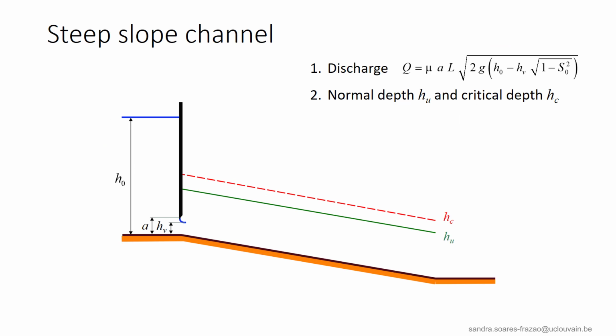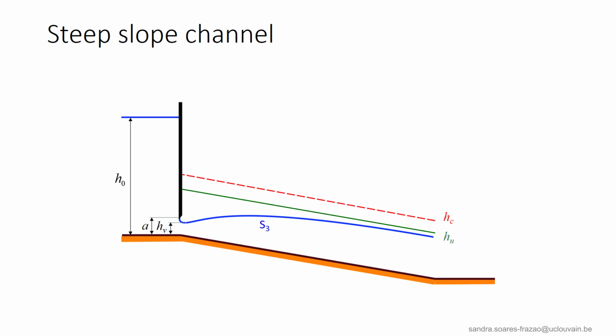Let us now analyze the case of steep slope channels. In this case, the procedure is similar. We first consider a free surface flow below the gate and calculate the discharge. Then, with this discharge, we calculate the values of the normal and critical depths and check that HV is below the critical depth HC. The flow profile that can develop below the gate is a S3 profile if HV is below HU, or a S2 profile if HV is above HU.